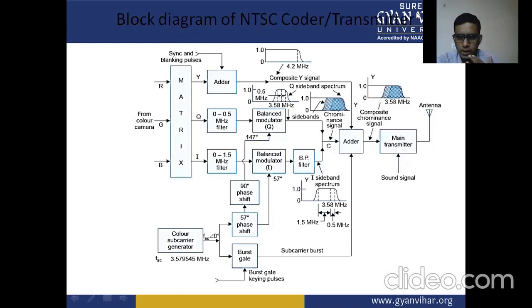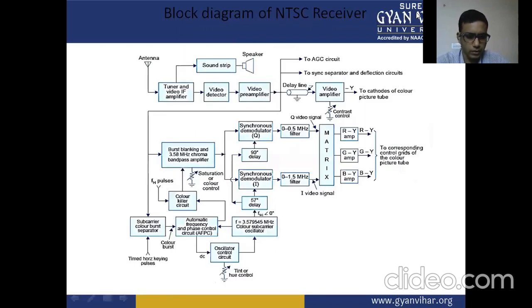Now, the block diagram of the NTSC coder transmitter. This is the complete block diagram of the NTSC coder system, which is used to transmit the signal from a transmitter antenna in the 6 megahertz channel bandwidth. The color signal is transmitted through this in the form of I and Q components of the color subcarrier.